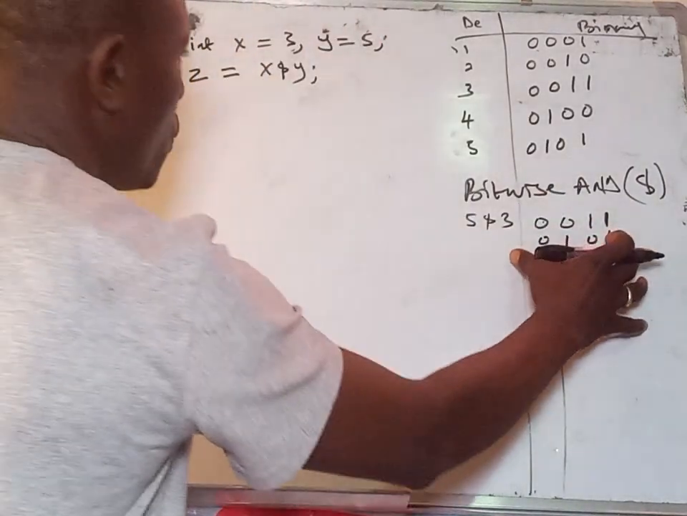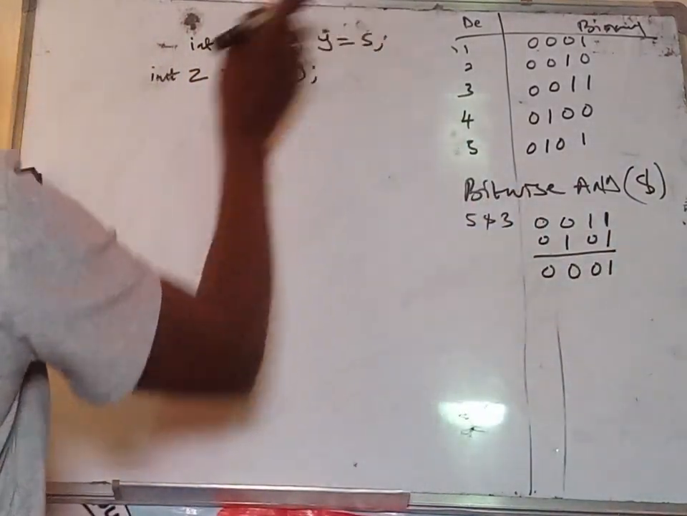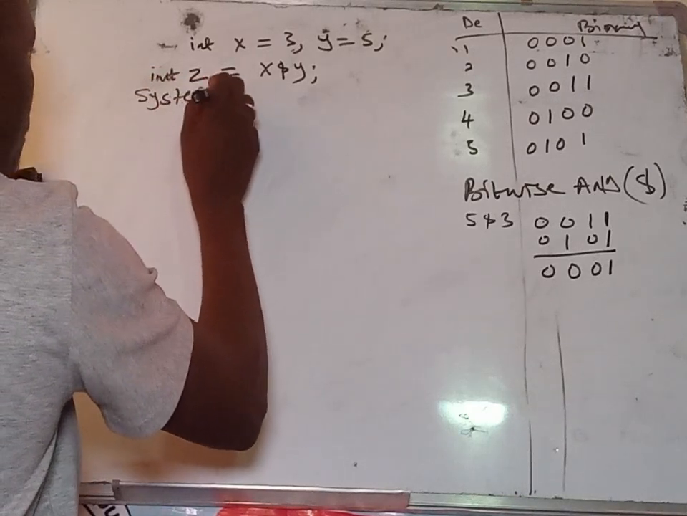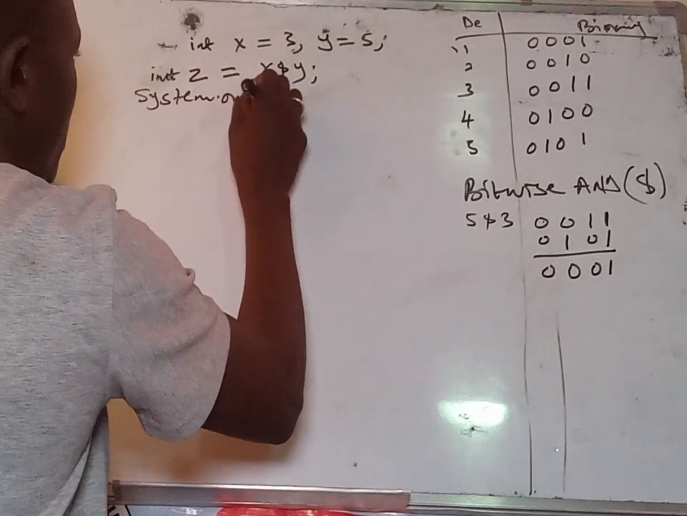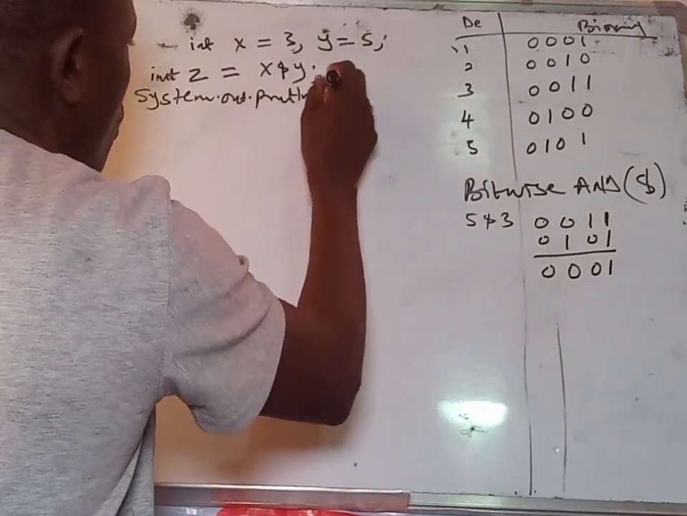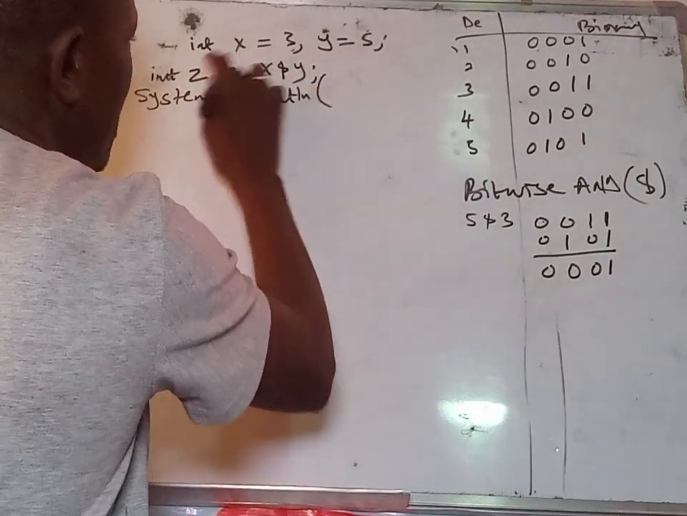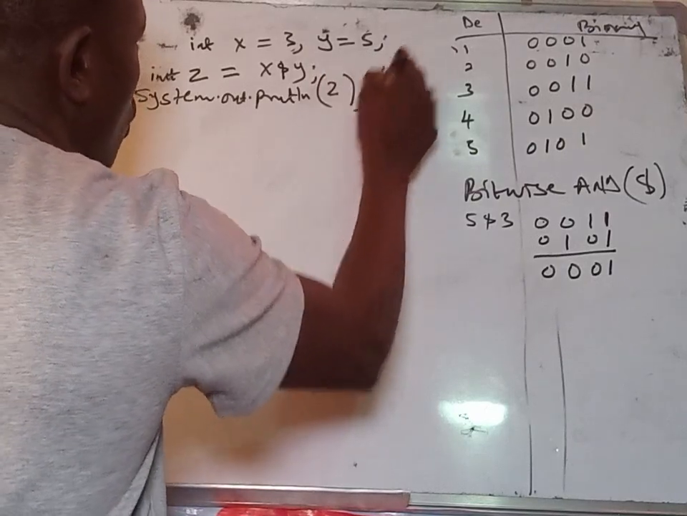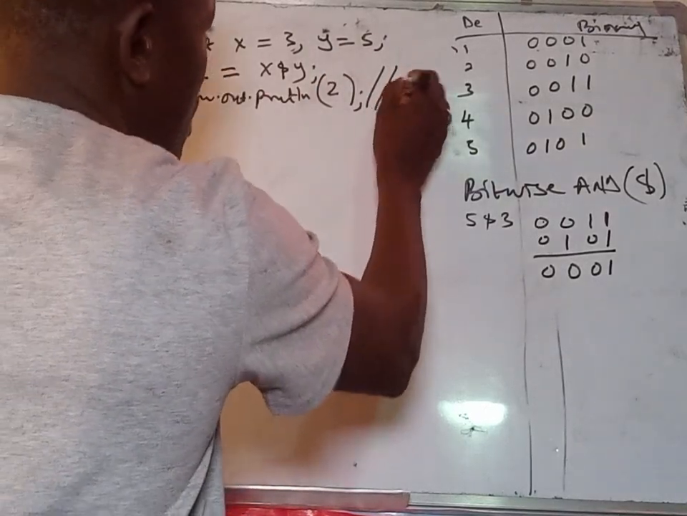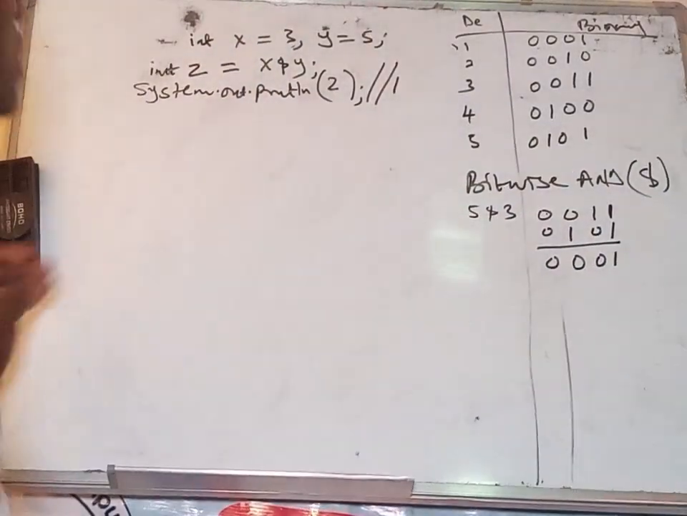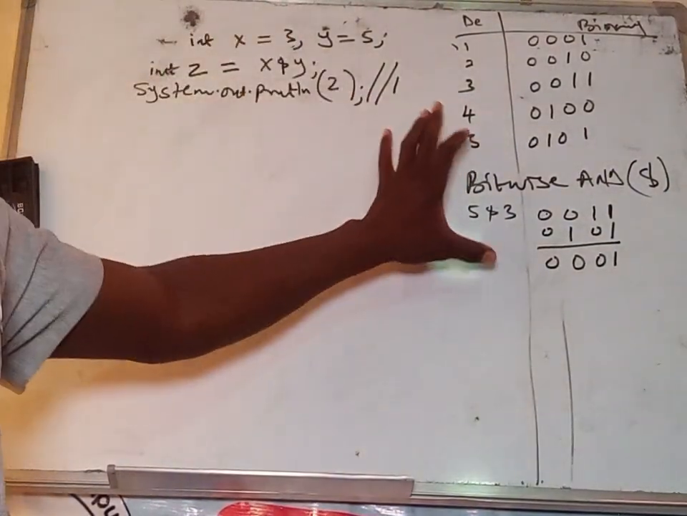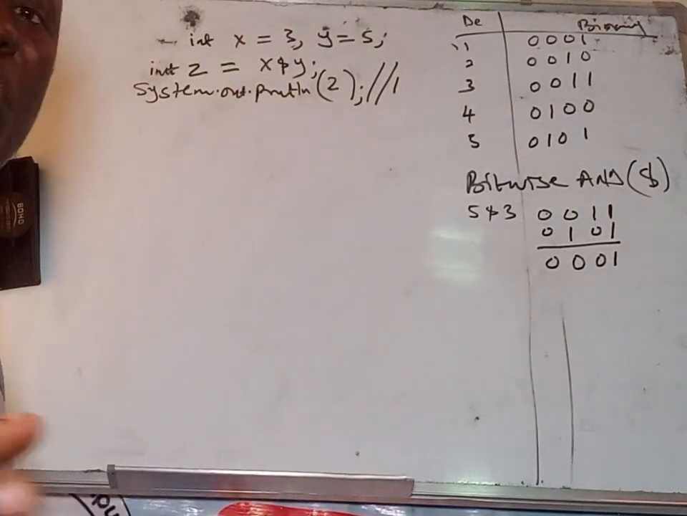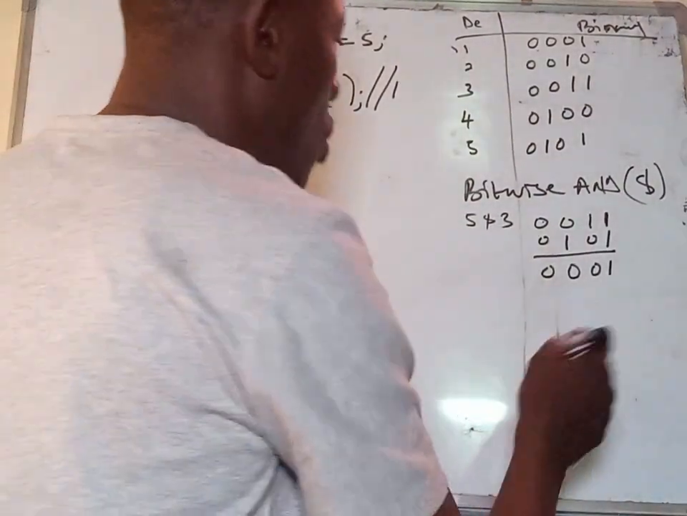So the operation we have carried out here is what the system is going to carry out. Then you perform System.out.print and print z. If you print z here, your output is definitely going to be 1. So this is how we achieve our AND operation. Going forward, we also have bitwise OR.